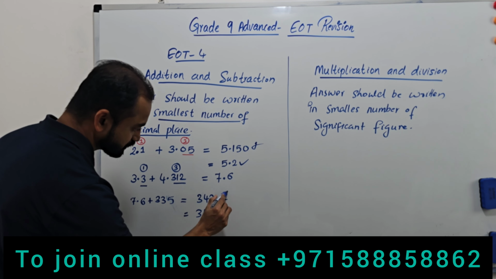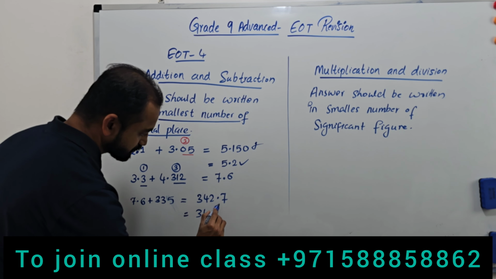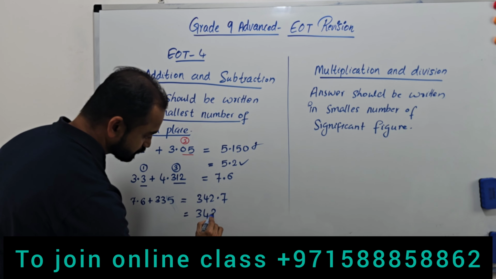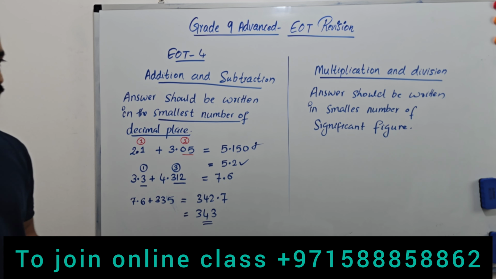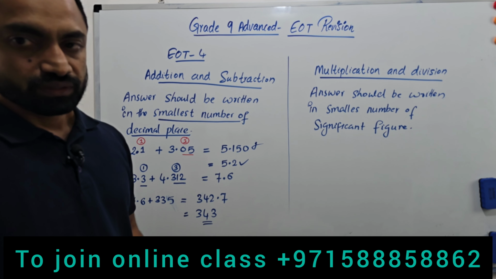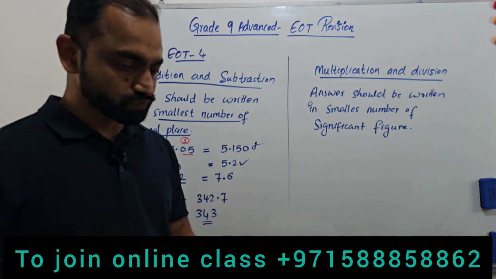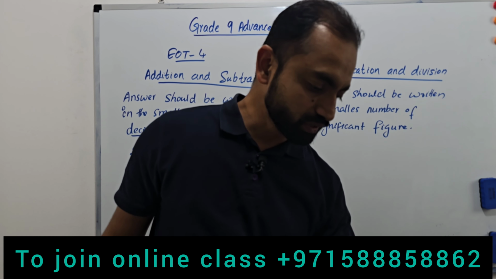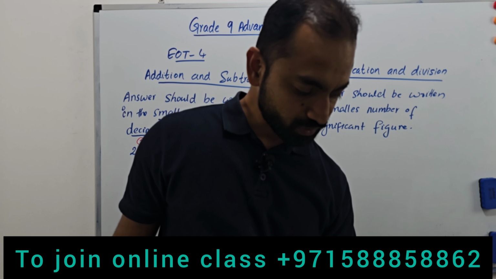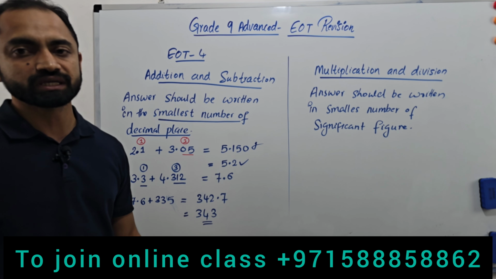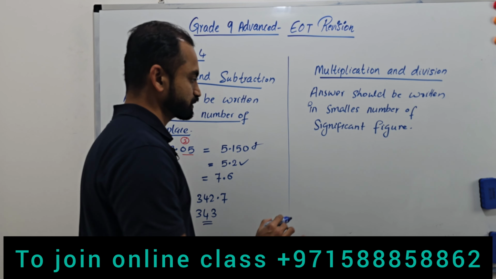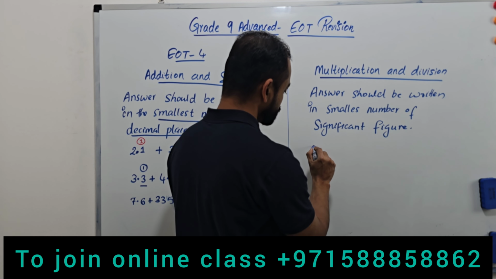340, this is 7, right? So next number, if it is 5 or greater than 5, round this to the next number. Subtraction we will discuss when we are discussing question number 8. Subtraction also has the same rule. Then if you are doing multiplication and division, for example, we will discuss like this.